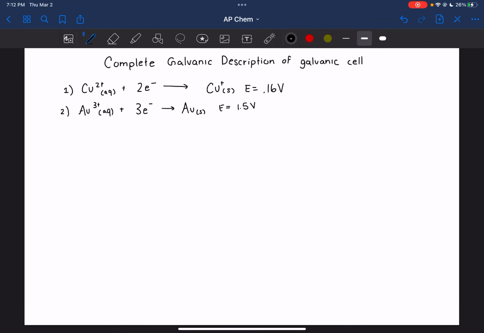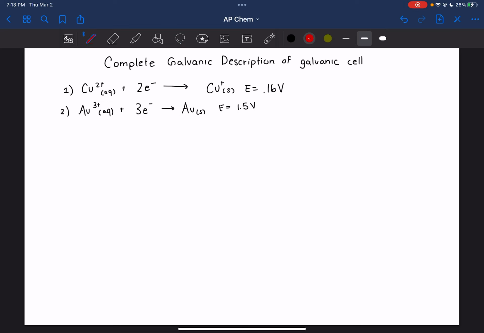Hey guys, today we're going to be doing this AP Chem problem, and it says to give a complete galvanic description of this galvanic cell. A galvanic cell basically consists of two half reactions, which are redox equations, which means that one of them is going to be reduced and one of them is going to be oxidized.